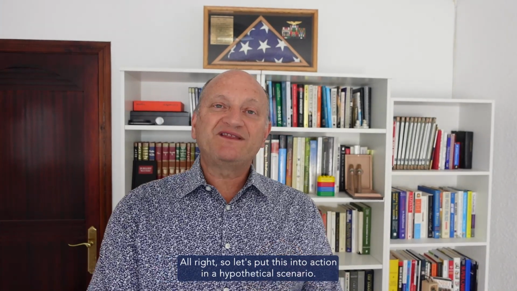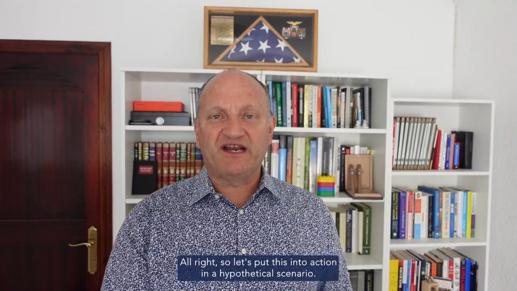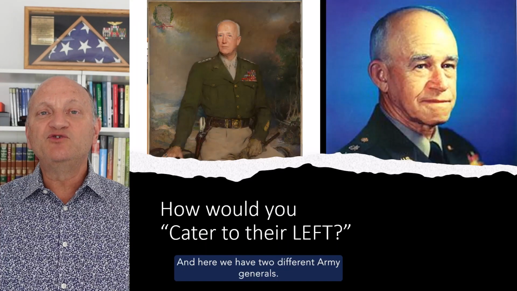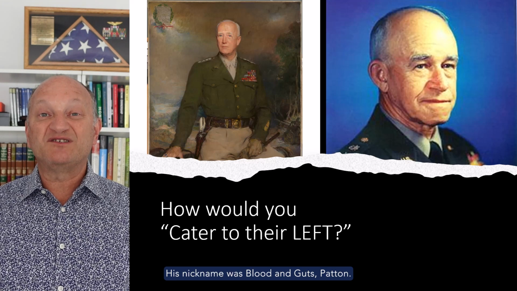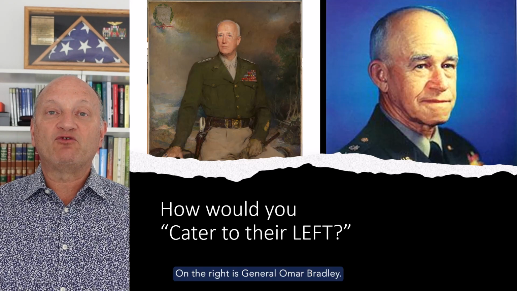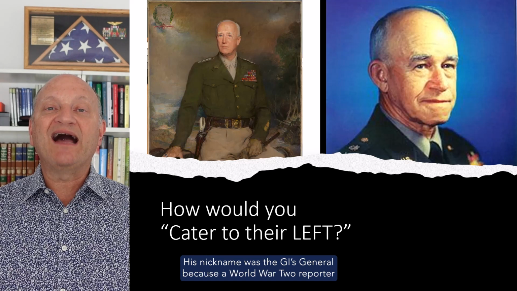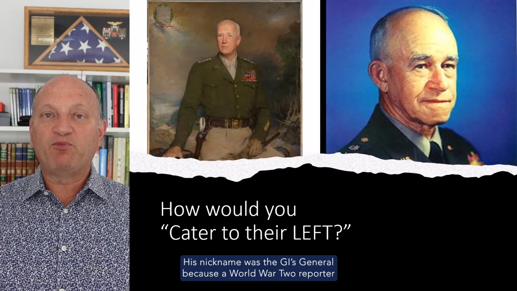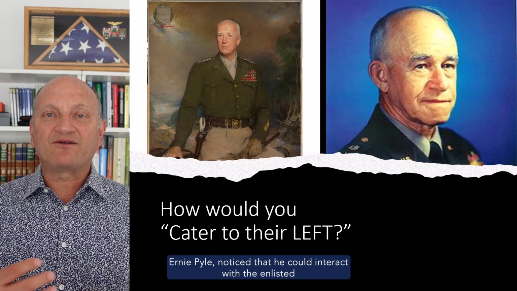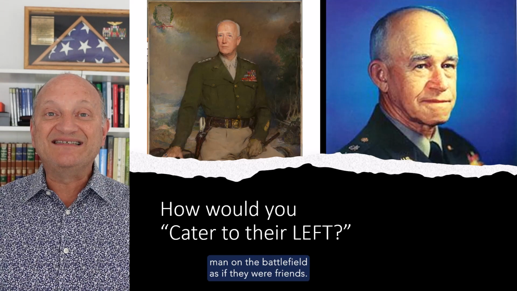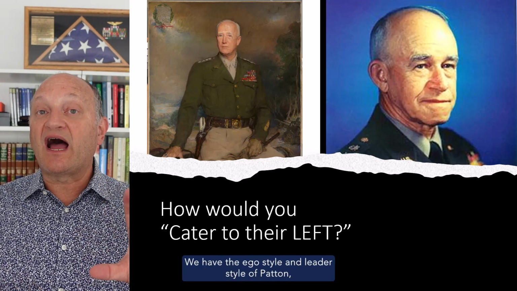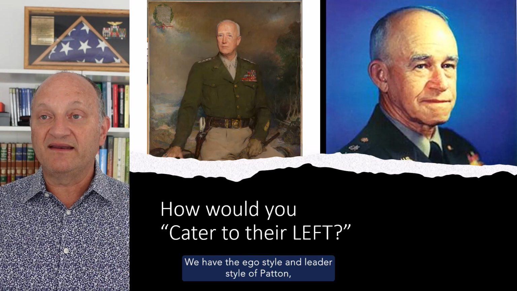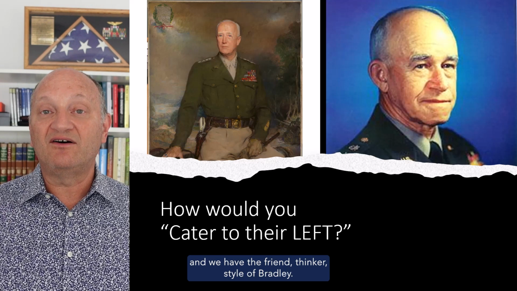All right, so let's put this into action in a hypothetical scenario. I'm going to take you back about 70 years into World War II. And here we have 2 different Army generals. One is General George Patton on the left. His nickname was Blood and Guts Patton. On the right is General Omar Bradley. His nickname was the GI's General, because a World War II reporter, Ernie Pyle, noticed that he could interact with the enlisted man on the battlefield as if they were friends. So we have contrasting styles. We have the ego style and leader style of Patton, and we have the friend thinker style of Bradley.